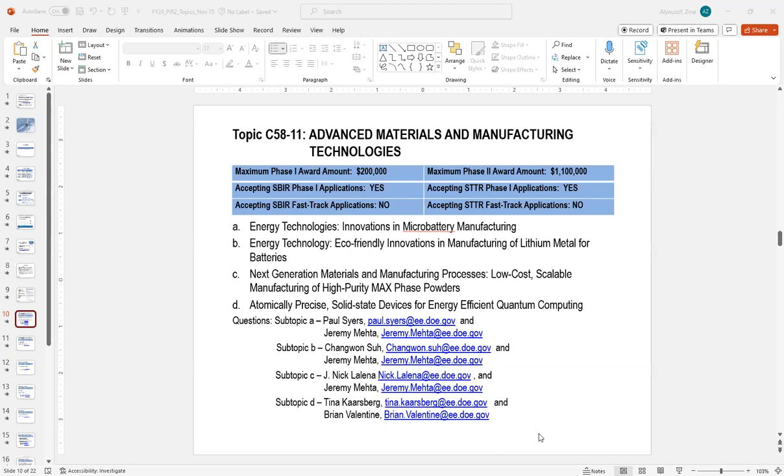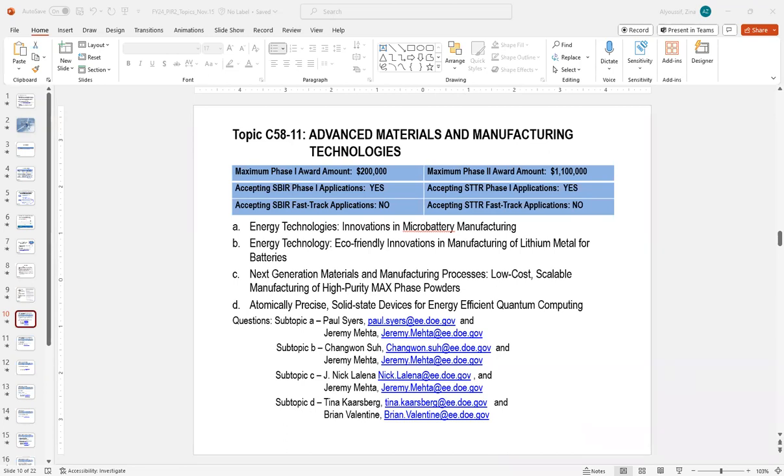I'm an engineer in the Advanced Materials and Manufacturing Technology Office. I'm speaking on behalf of myself and Nina Karsberg, who are the topic managers for this particular subtopic, D. This subtopic is limited to solid state quantum computing technology only. Anything other than solid state quantum computing is not responsive to this particular subtopic.